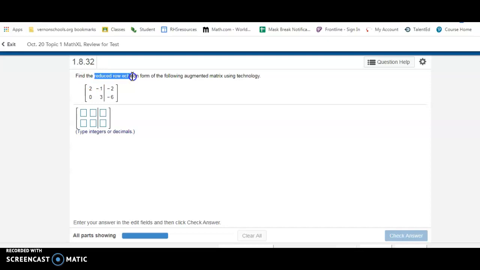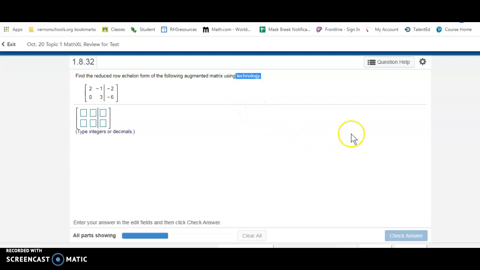So we were looking at matrices, and there's this other vocabulary that you should be familiar with. It's called reduced row echelon form. And technically the definition of that is to get a diagonal of ones with zeros on everything else. And again, we're letting the calculator do that. We're using technology.